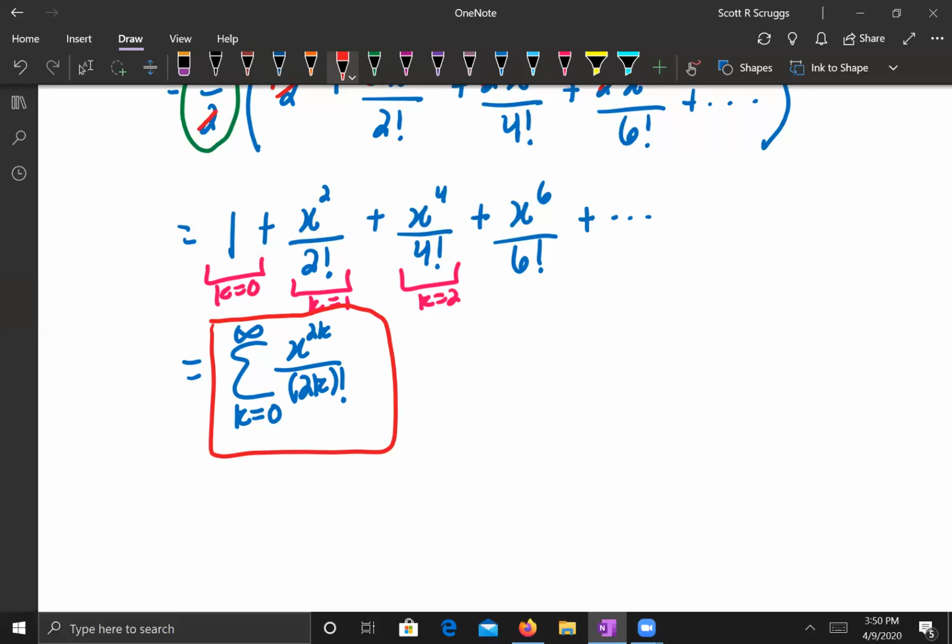Any questions so far about how I got that from my Maclaurin series? Like I said, I apologize for before. I didn't see that your denominator had k factorial, not 2k factorial.